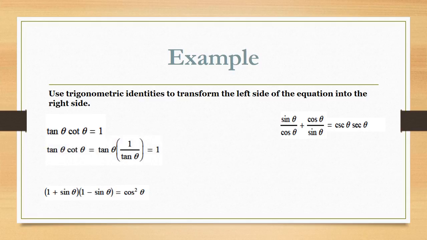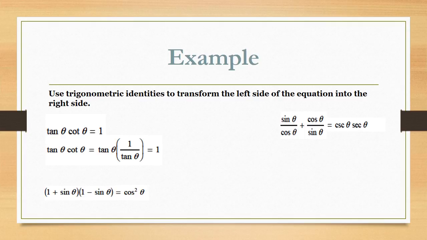So tangent times cotangent, well, the cotangent is 1 over the tangent. So tangent times 1 over tangent is 1. There's several ways you could do this, actually. You could have changed tangent to 1 over cotangent and gotten the same result. So there actually are many approaches to a lot of these types of problems. As long as you use legitimate identities, you're in good shape.